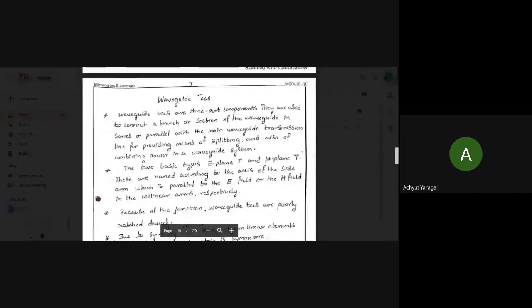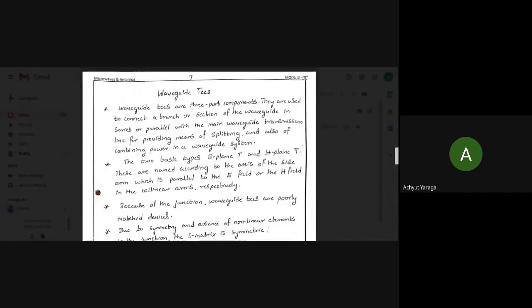Let us go to the waveguide tee, which is a very important topic here and also very simple to understand. A waveguide tee is nothing but a 3-port terminal. Usually this kind of waveguide tee is used to combine the power. If you want to combine the power, or divide the power, we split it up into 2 ports.